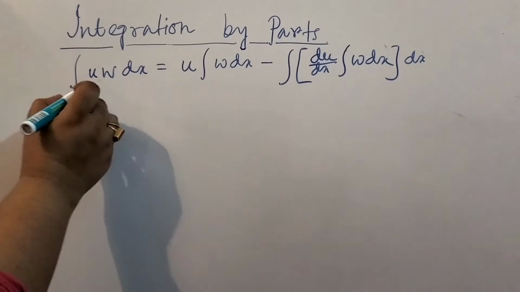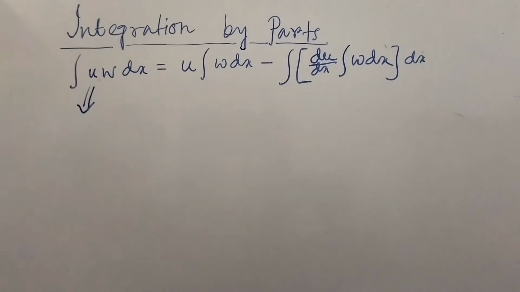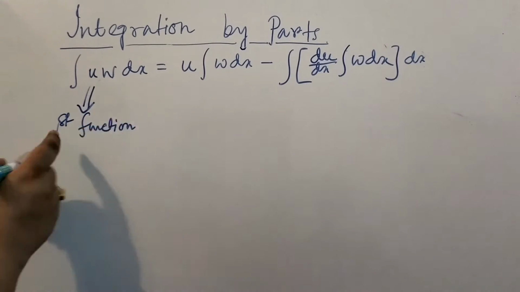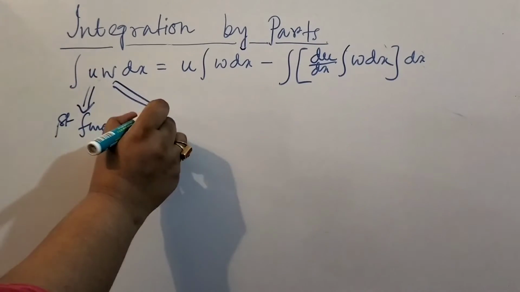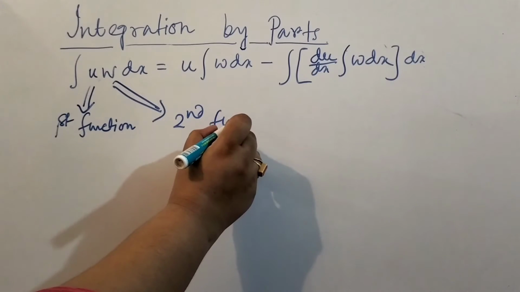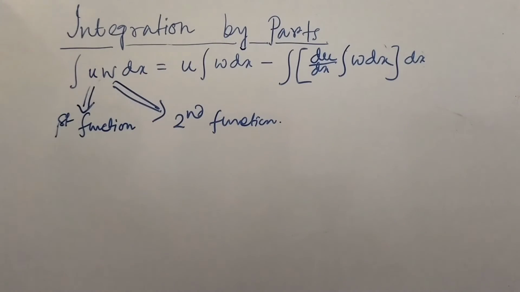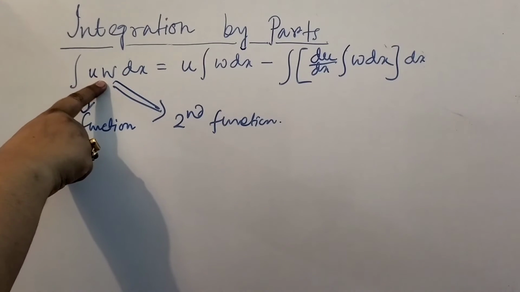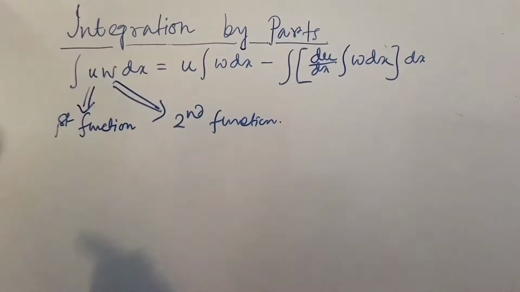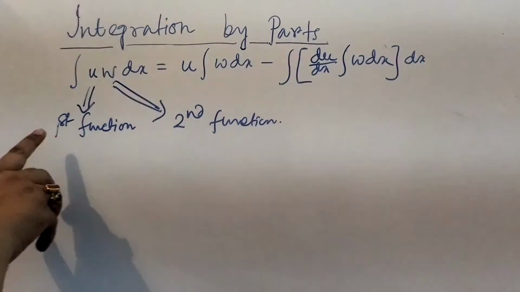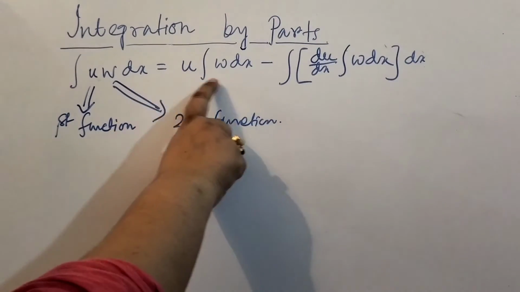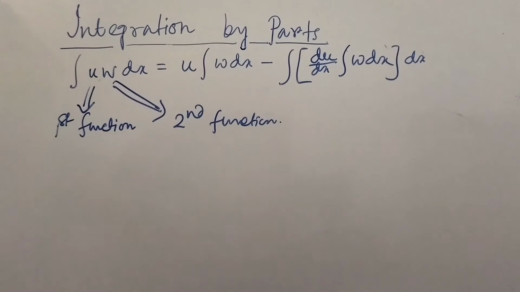Okay. Now here this u, which is kept for differentiation, is called the first function. This is called the first function, where this w is called the second function. That means when you get a sum where you find that two functions are in product form and you have to integrate the product of those two functions, then make sure, students, you have to use the rule of integration by parts, and in that case you have to first choose the first function and then choose the second function, and then use this rule of integration by parts.